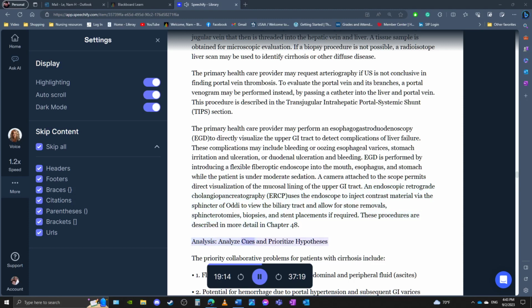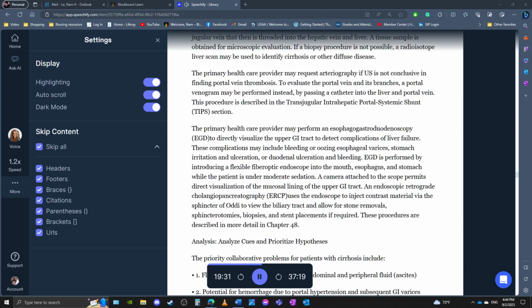Analysis: analyze cues and prioritize hypotheses. The priority collaborative problems for patients with cirrhosis include: 1. Fluid overload due to third spacing of abdominal and peripheral fluid. 2. Potential for hemorrhage due to portal hypertension and subsequent GI varices. 3. Acute confusion and other cognitive changes due to increased serum ammonia levels and/or alcohol withdrawal. 4. Pruritus due to increased serum bilirubin and jaundice.